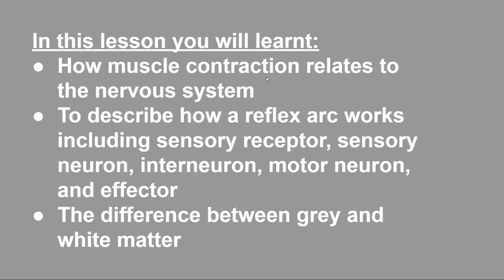So hopefully in this lesson, you learned a couple of things: how muscle contraction relates to the nervous system, how a reflex arc works, and our vocab words of sensory receptors, sensory neurons, interneurons, motor neurons, and effectors. And hopefully you understand the difference now between gray and white matter.